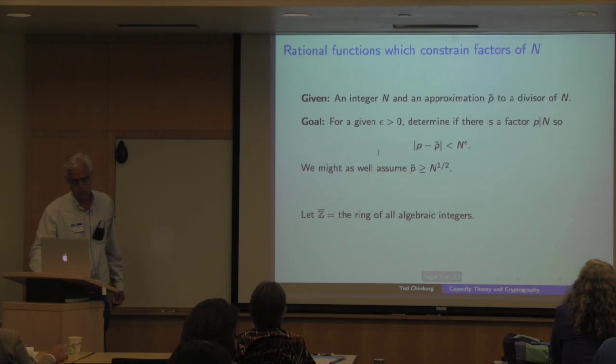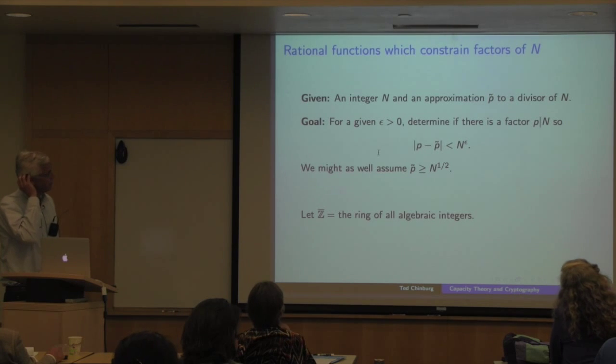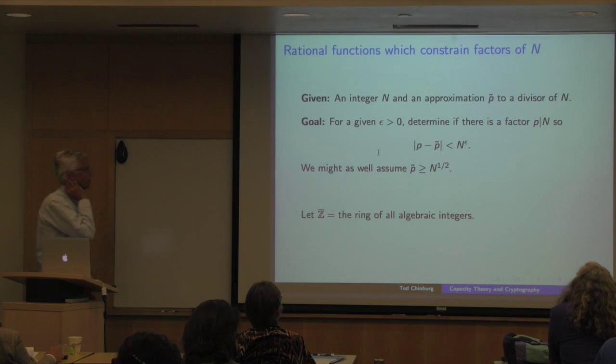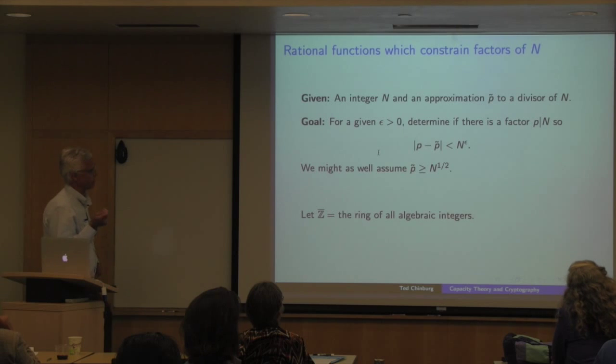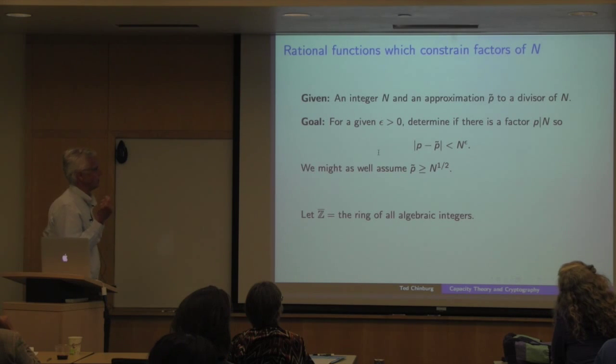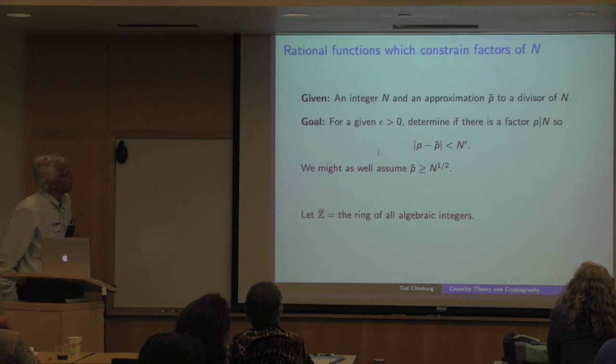So let me talk about how you would use rational functions with special properties to constrain unknown factors of an integer when you have partial information. That's the nature of the game here. We're given this large integer n and some approximation to a divisor of n. I'm going to replace n to the quarter by n to the epsilon. You're given an epsilon, and we're trying to find out if there is a factor p of n that is within n to the epsilon of p tilde. Let's just assume that our approximation is at least n to the half.